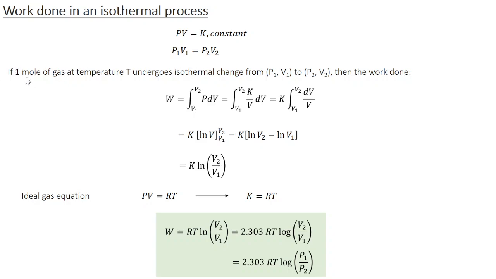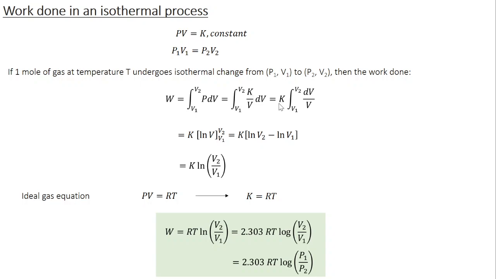So imagine that you have 1 mole of ideal gas at a constant temperature T, which undergoes an isothermal change from the initial state to the final state. And what is the work done? We know the general expression for work done, W equal to integral V1 to V2 P dV. This is the most generic equation, and using this equation we derive a specific equation pertaining to each of the processes. Now from this equation I can write P equal to K by V. So substitute for P, so you have integral V1 to V2 K by V dV.